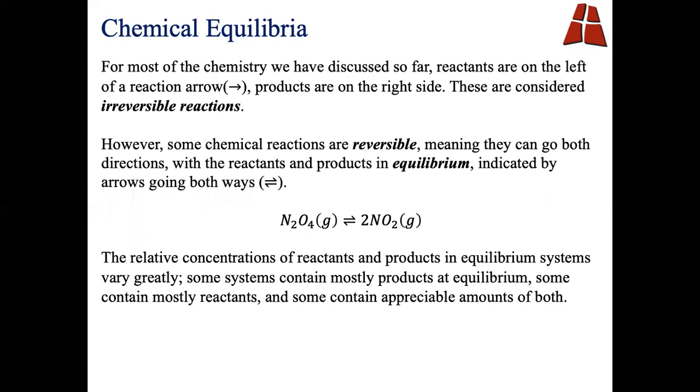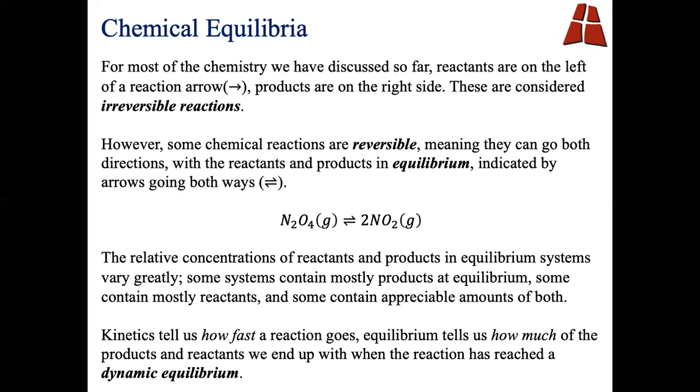The relative concentrations then of our reactants and our products will vary greatly. So some systems will have mostly products and maybe only a few reactants when they reach equilibrium. Others may contain mostly reactants, and some are just in the middle. And we're going to talk about how we can distinguish those starting in class, even in this pre-lecture video.